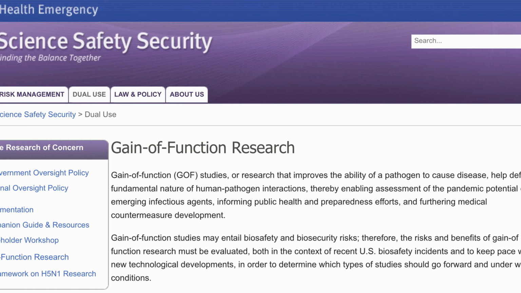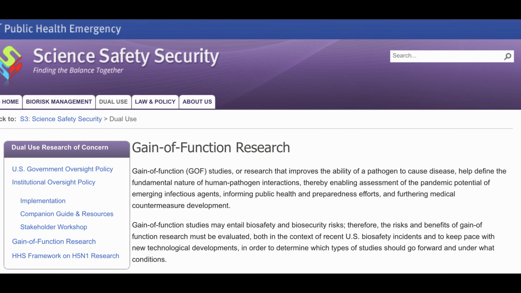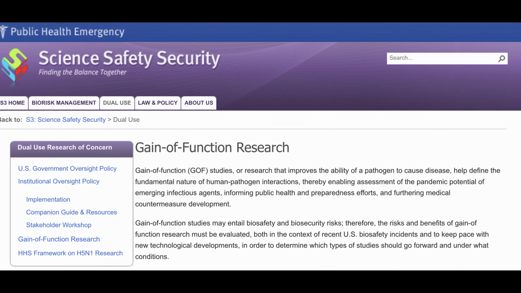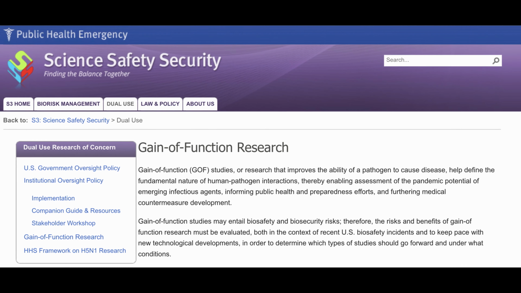Let's begin with what gain-of-function research is. Gain-of-function research, as you know, is juicing up naturally occurring animal viruses to infect humans. Or in a more formal way, gain-of-function is a study and investigation that improves the ability of a pathogen to cause disease in order to help define the fundamental nature of human-pathogen interactions and thereby enabling assessment of the pandemic potential of emerging infectious agents.